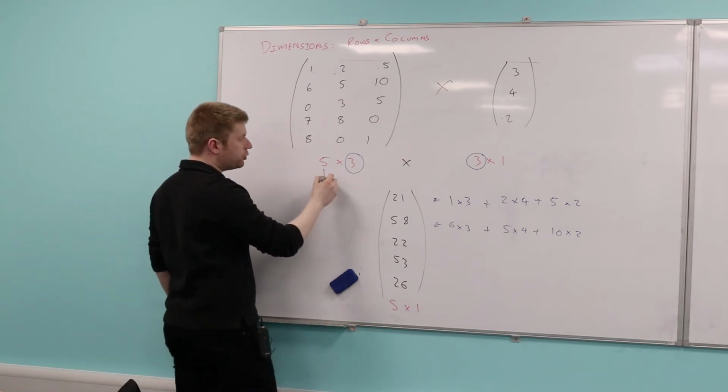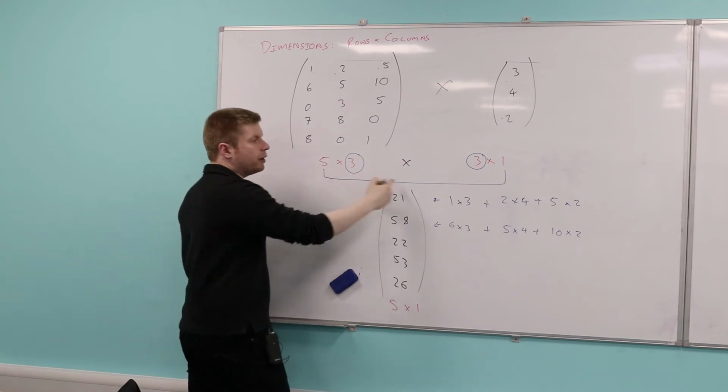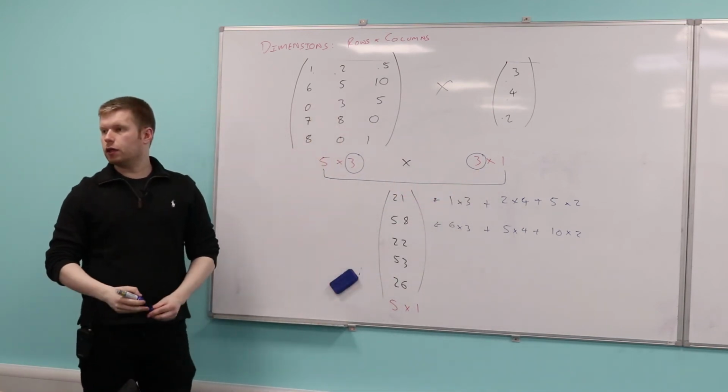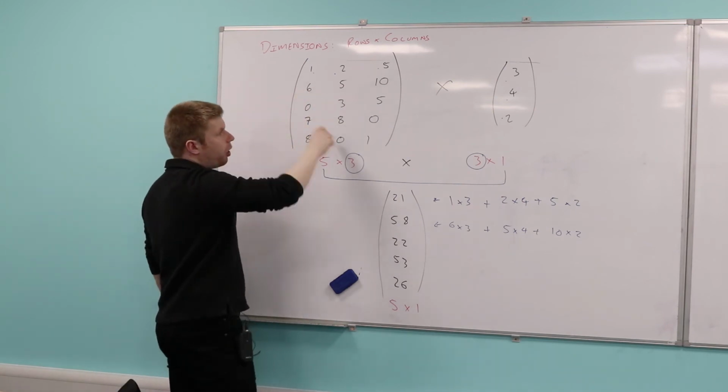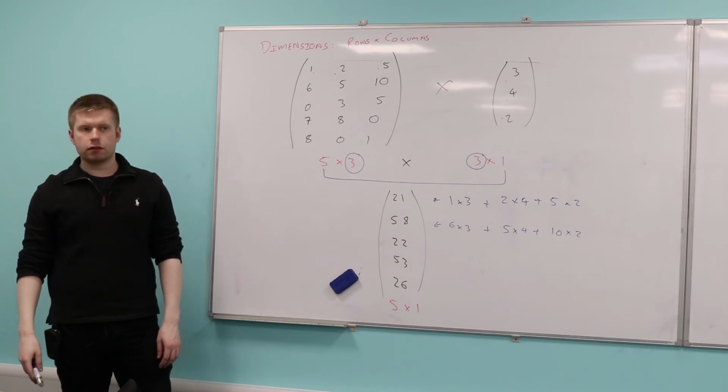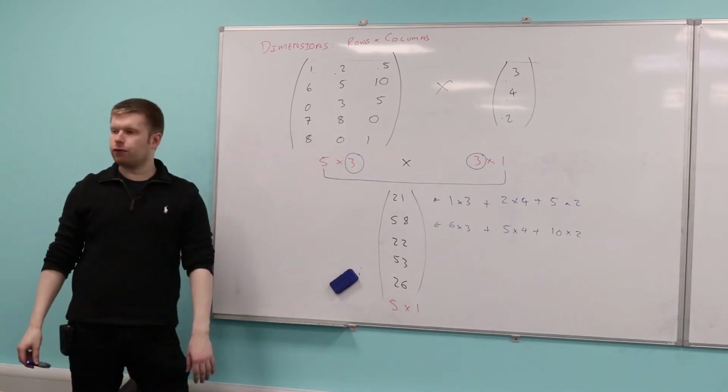But have a look at the outer two numbers, the 5 and the 1. That should be the dimensions of the resulting matrix, because I'm literally saying 5 rows and I spread it across one column. Does that make sense? Yeah? So the resulting matrix should be 5 by 1.